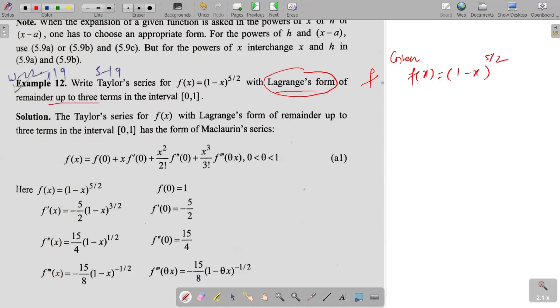So first we write down the Taylor series of the function f of x with Lagrange's form of remainder up to the 3 terms. So let us take f of x is equal to f of 0 plus x into f dash of 0 plus x square divided by 2 factorial f double dash of 0 plus x cube divided by 3 factorial f triple dash of theta x, where 0 is less than theta less than 1.